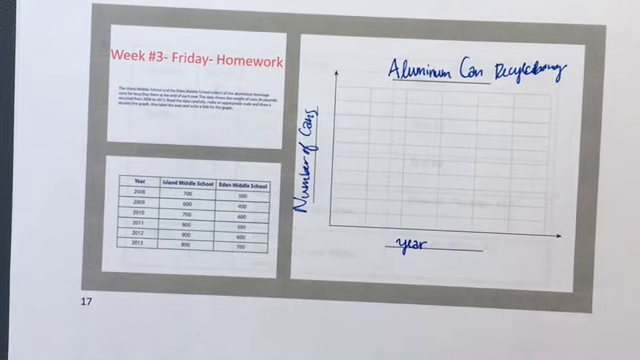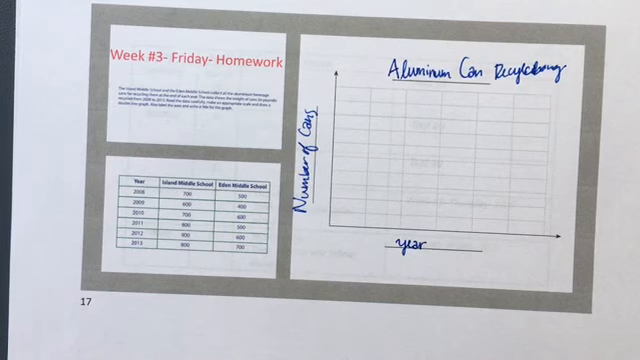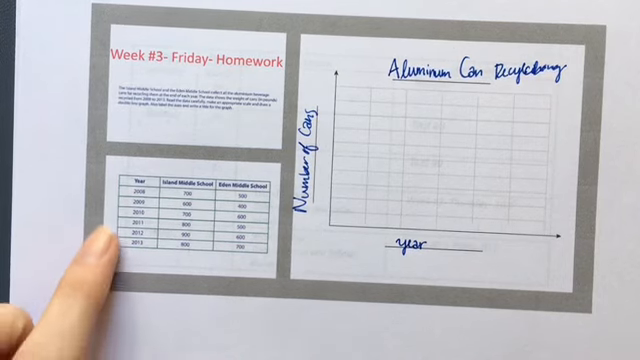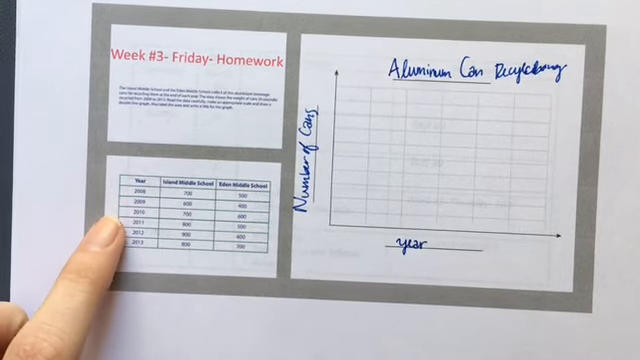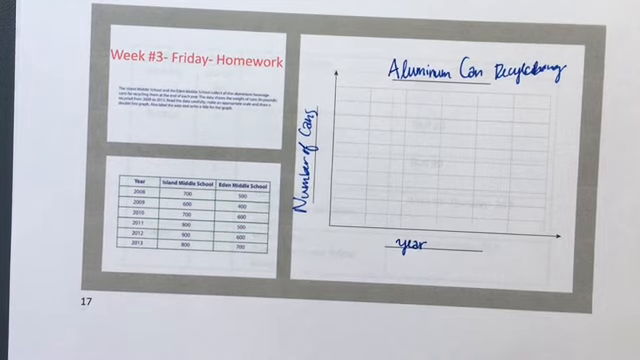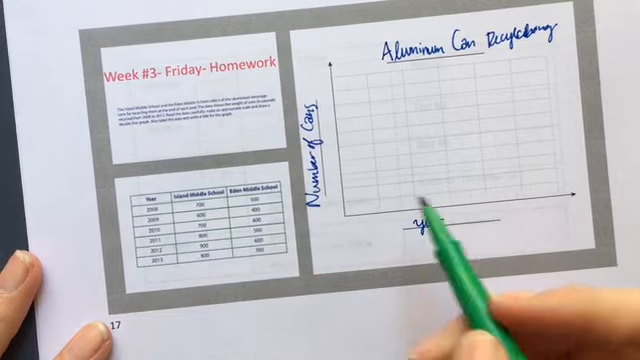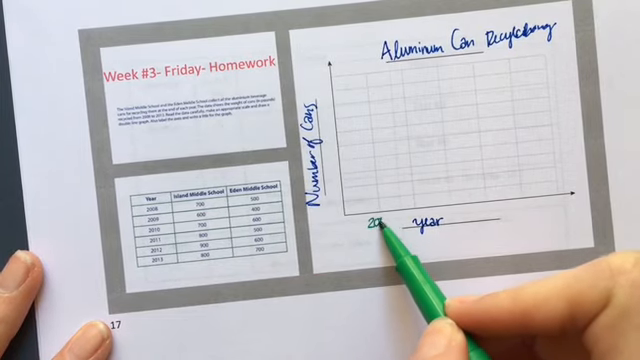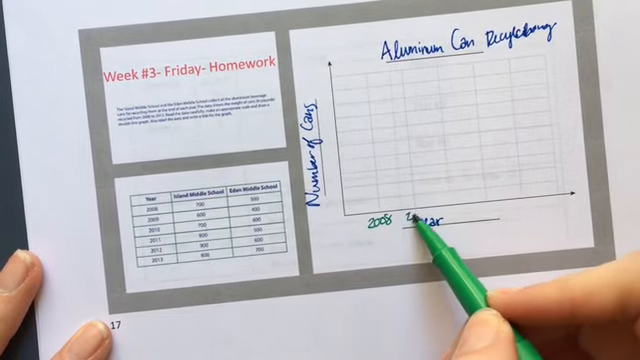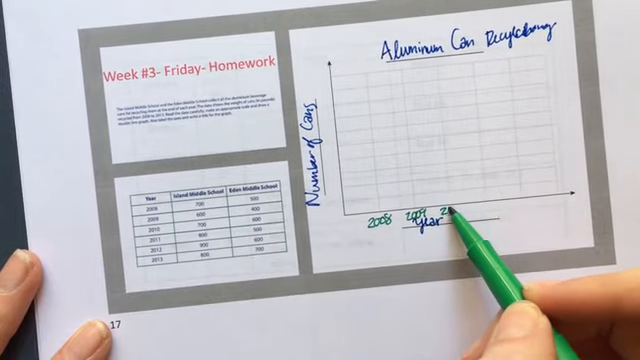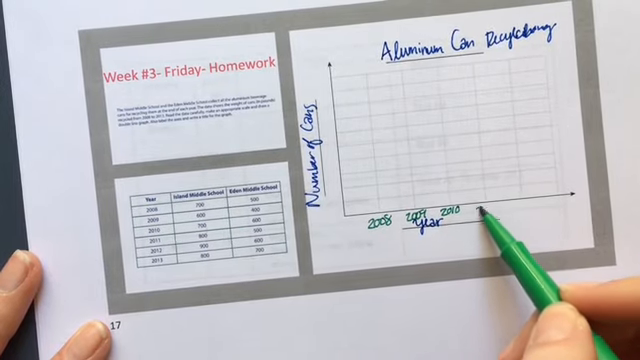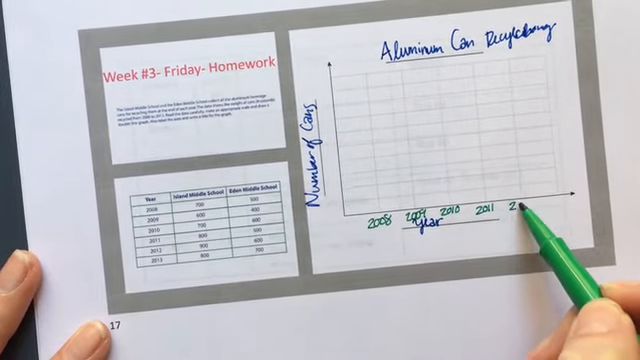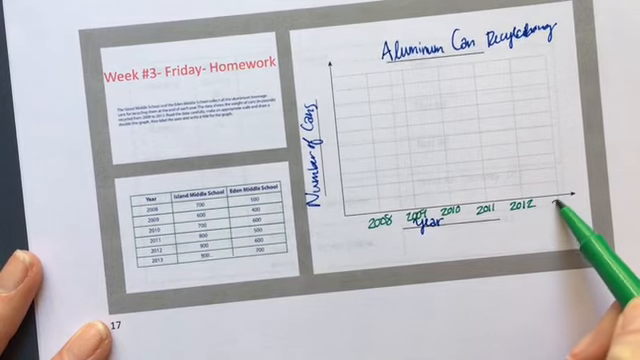Okay, now we've got to fill in our labels. So first of all, the years. In this chart, we see 2008, 2009, 2010, 2011, 2012, 2013. So let's fill that in. We labeled this side year, so let's fill that in. 2008, 2009, 2010, 2011, 2012, and 2013.